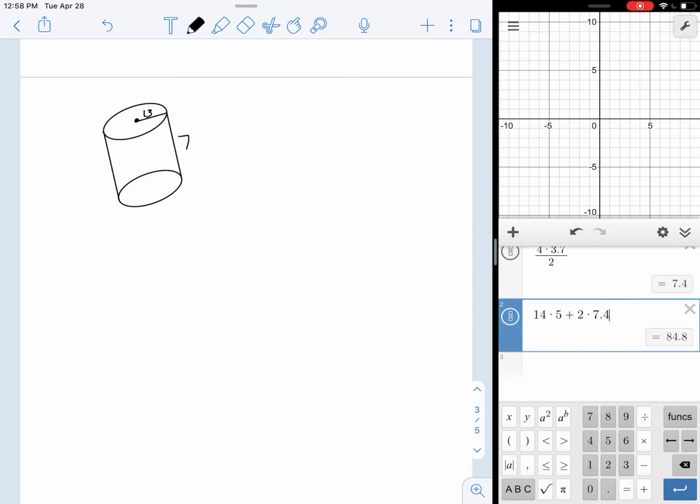Now, some of you are saying, hey, that height looks bigger than that radius. Yes, you're absolutely right, but these things aren't drawn to scale, so never trust a picture of how it looks. Always go for the numbers of what it should be.